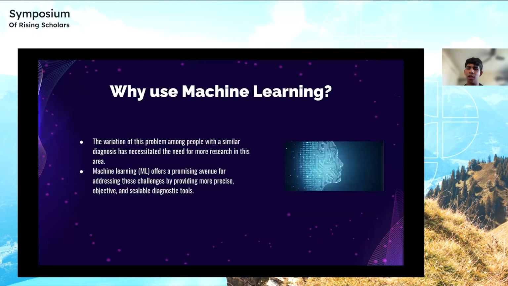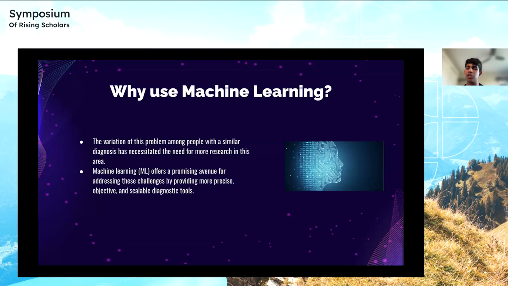And of course, why do we even use machine learning? Why can't we just use our ears and determine if this person has dysarthria or not? Well, like I said earlier, it's the variation with this problem. We don't really know what the issue is completely. We may know some symptoms, but what if they have multiple symptoms? What if they don't have any symptoms, but they still have it?